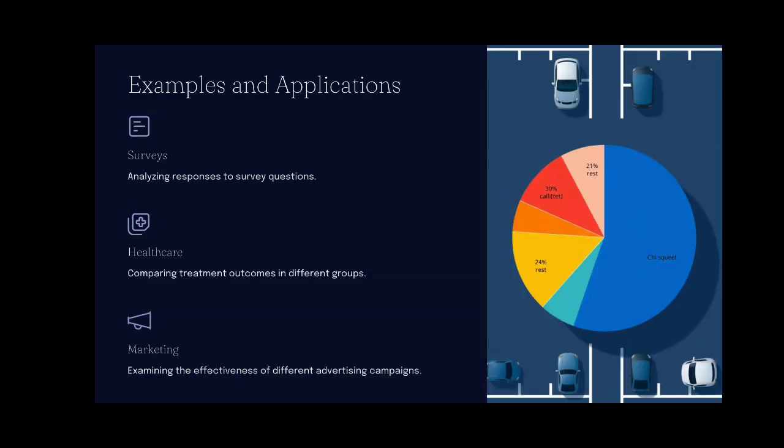Examples and applications of chi-square test. It is used in surveys, healthcare, marketing. For a retailer, if he wants to know about candy popularity, it is widely used there. That is, if a retailer wants to know which kind of candy has maximum turnover, he can use chi-square test.